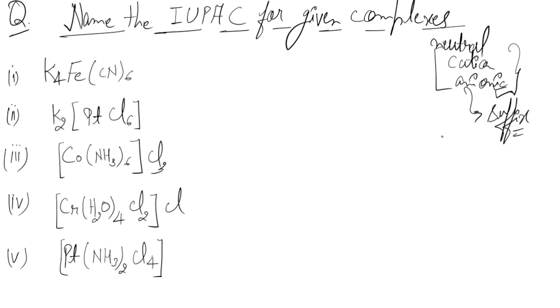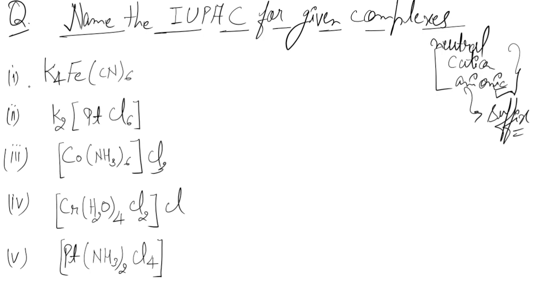In all these coordination complexes, one thing is common: we need to assign the oxidation state to each central metal atom. That is very important, that in each case we know the oxidation state of the central metal atom. Right, so let's do the first nomenclature.